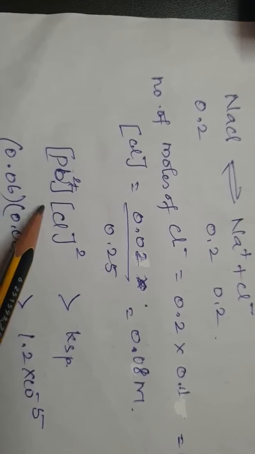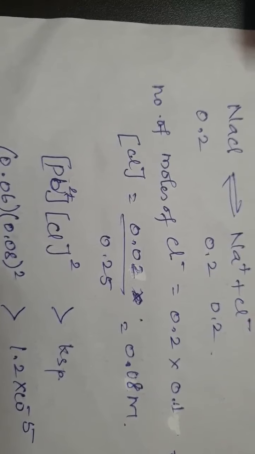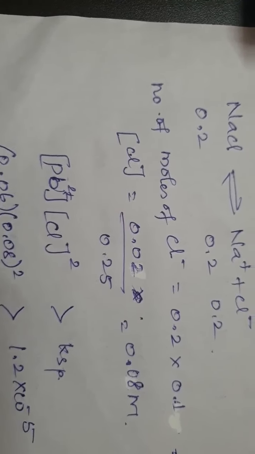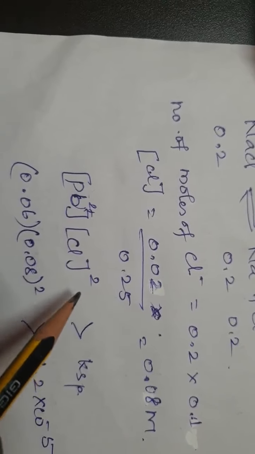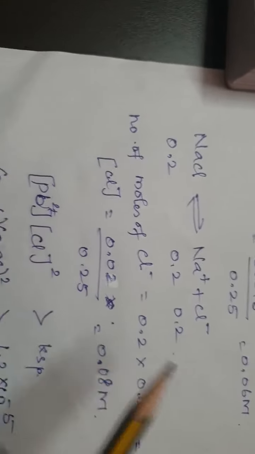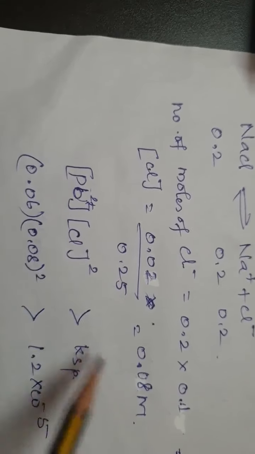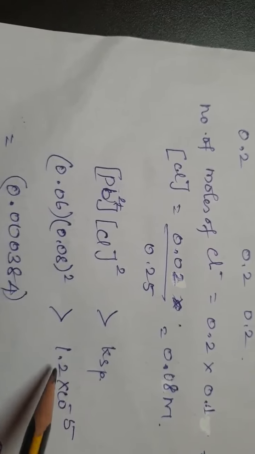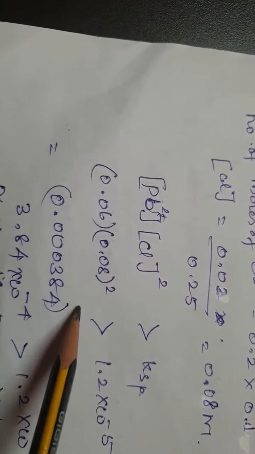So Pb, what is the ionization? Ionic product of this PbCl2 is Pb2 plus concentration into Cl minus the whole square, concentration to the power 2. So Pb concentration is calculated as 0.06 into Cl, which is 0.08, the whole square. KSP value is given as 1.2 into 10 power minus 5. If this is greater, precipitation is taking place.